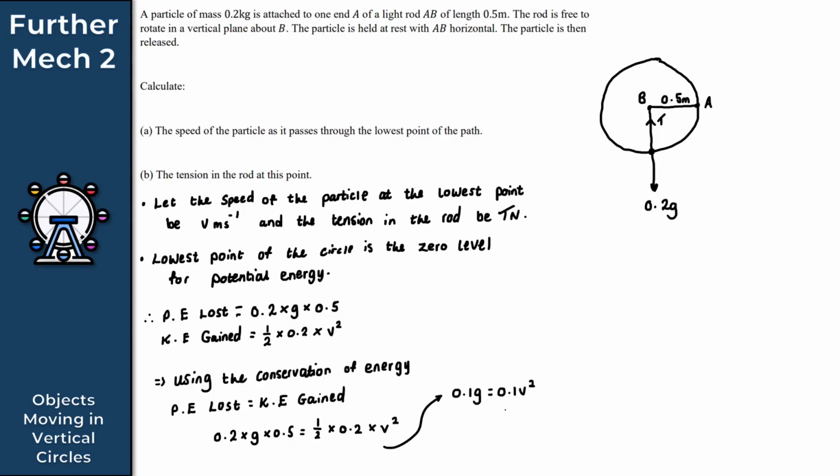And clearly, if I just divide both sides by 0.1 here, what I've got then is v squared is equal to g. And then finally, if I just want the speed of the particle as it passes through the lowest point of the path here, then in that case, v here is just simply the square root of g, right? So v is equal to the square root of g here. So root g meters per second.